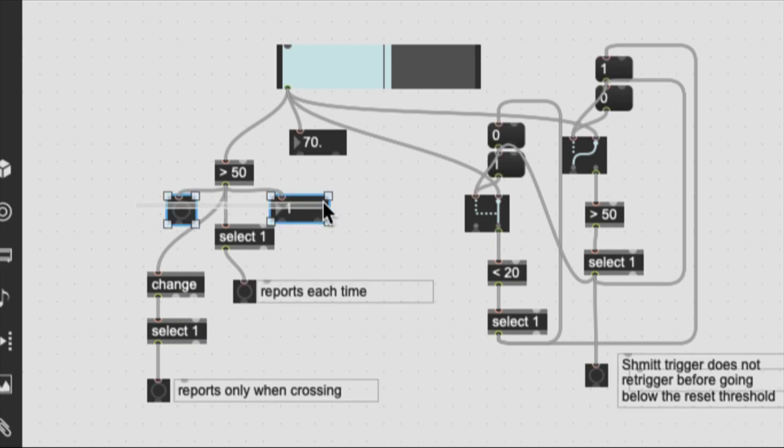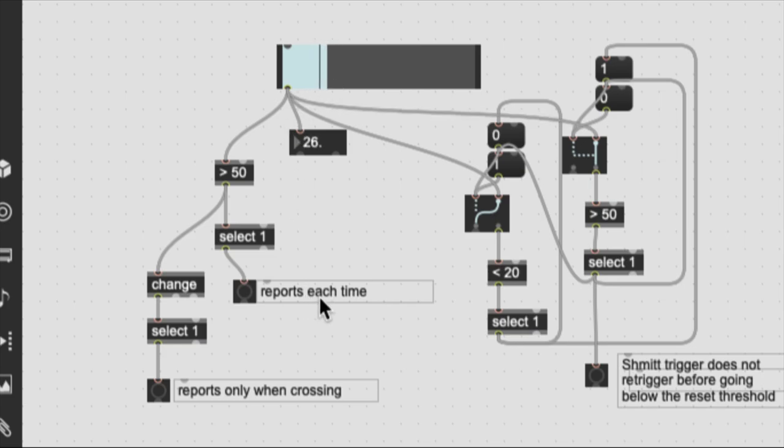Okay, so what we have then is the select 1 object, which will send a bang if the input matches 1, and that's what we get. Now again, we get a bang for each of these values, and we don't get a bang for these values which are below 50.